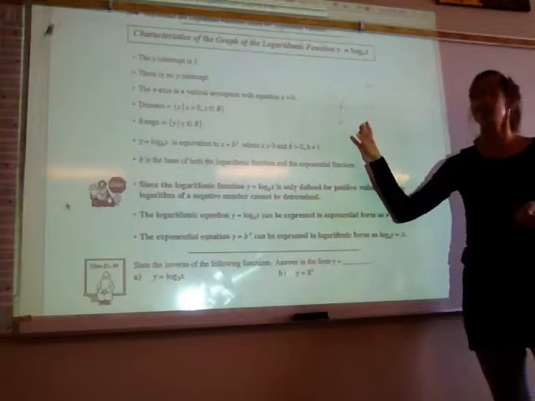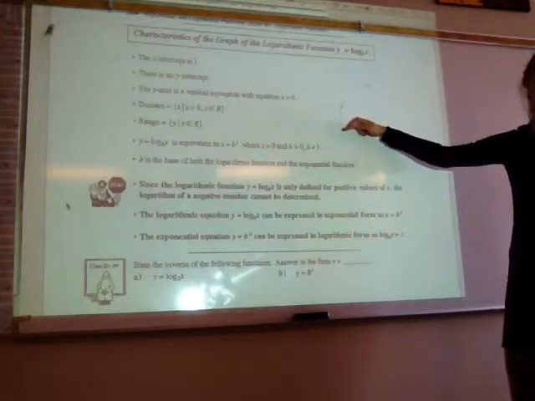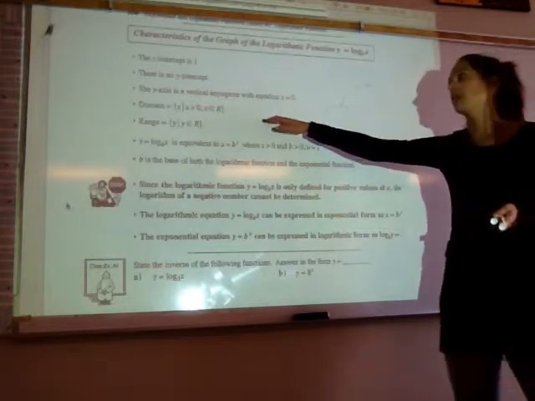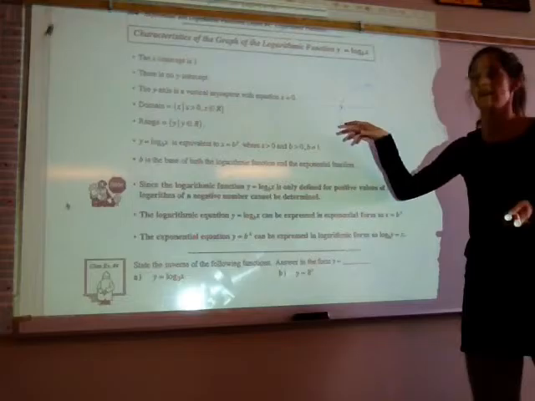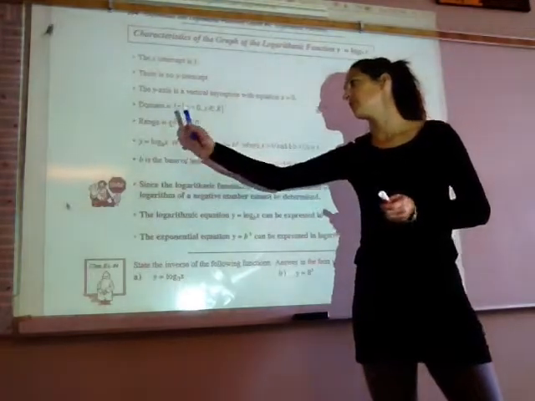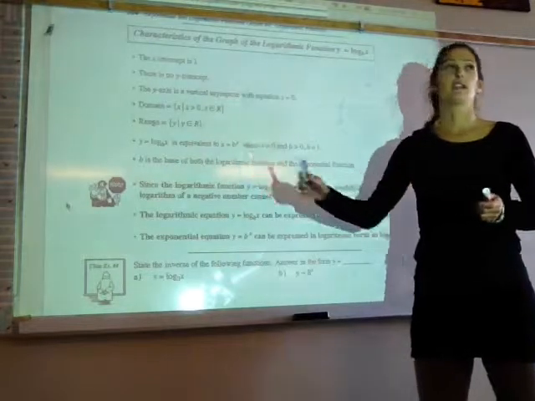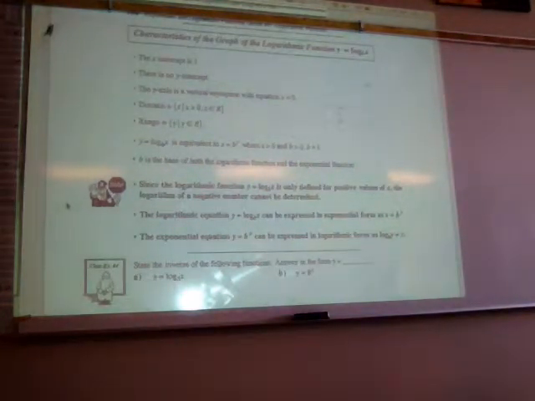There was no y-intercept. There was a vertical asymptote on the y-axis at x equals 0. The domain is x greater than 0, and the range is all real numbers. And then we also looked at how this log form was equal to this exponential form. The base will always be the same for both.